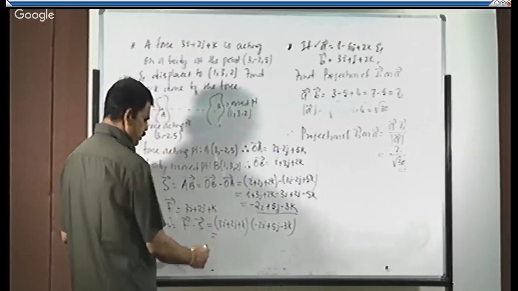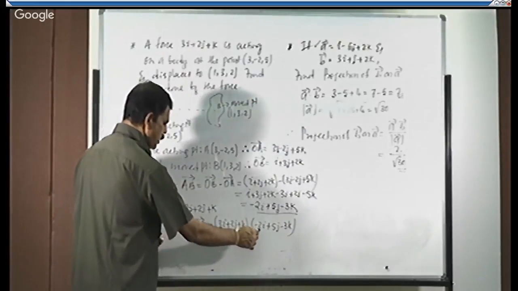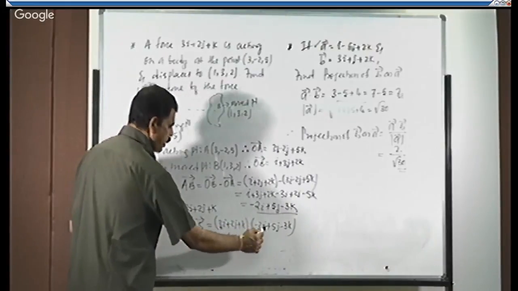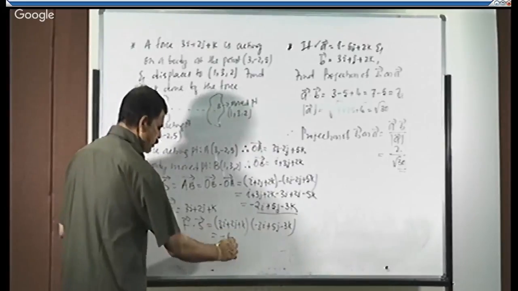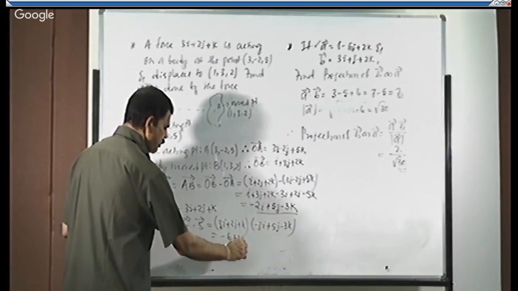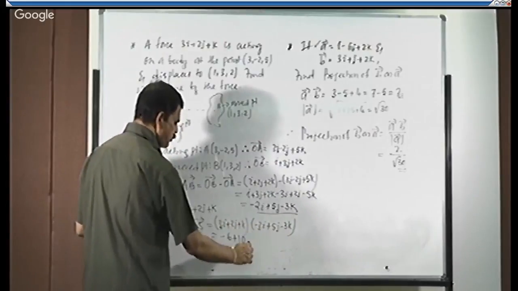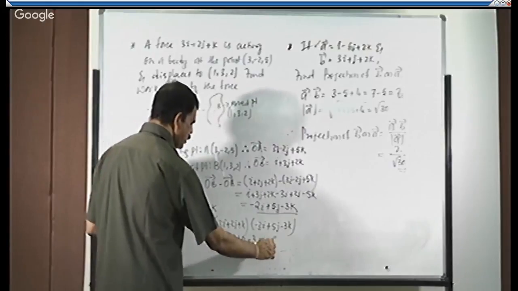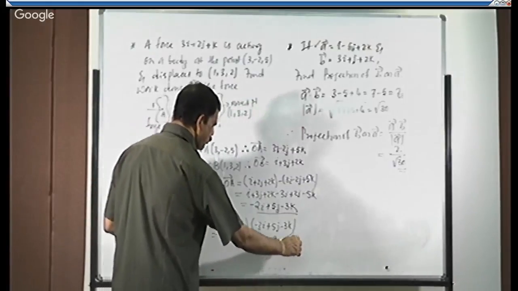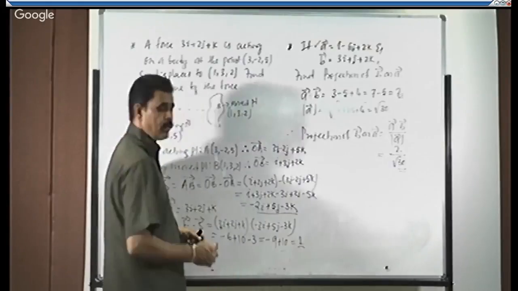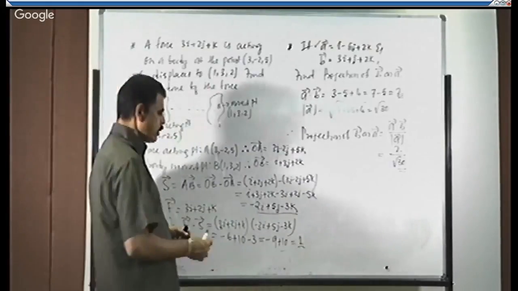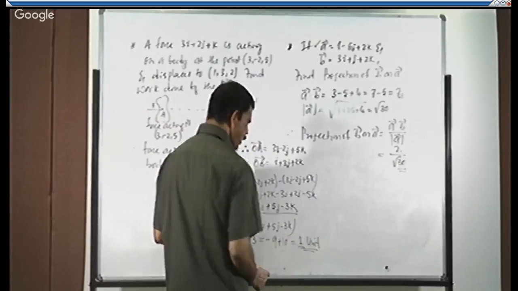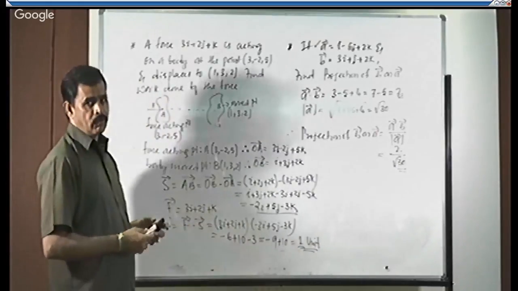Get the dot product. So 3 into minus 2 is minus 6, plus 2 into plus 5, that is plus 10, plus 1 into minus 3, it is minus 3. So minus 6 minus 3 is minus 9, plus 10, which is equal to 1. So work done by the force is equal to 1 unit. You just mention the answer in a unit. 1 unit. Right?